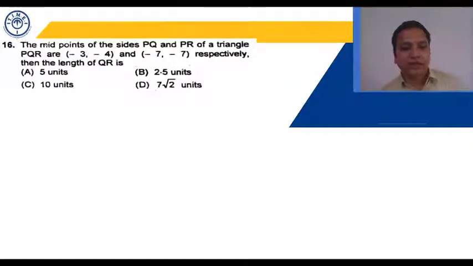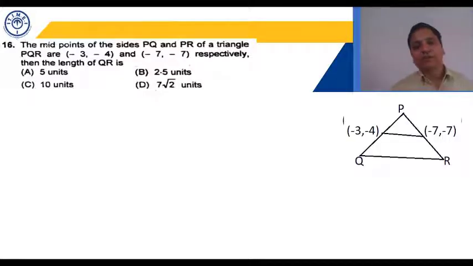Okay, let's draw the diagram if possible. We draw PQR where the midpoints are (-3, -4) and (-7, -7). Both of these coordinates are in the third quadrant, as the x coordinate and y coordinate are both negative. So the midpoints of sides PQ and PR of a triangle are (-3, -4) and (-7, -7) respectively. Then you have to find the length of QR.